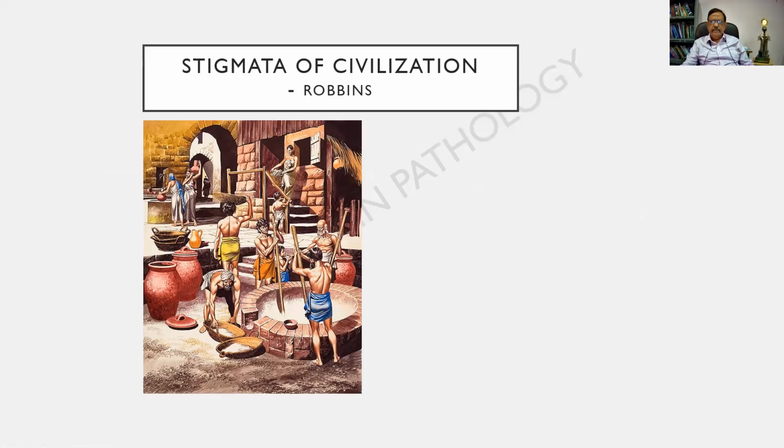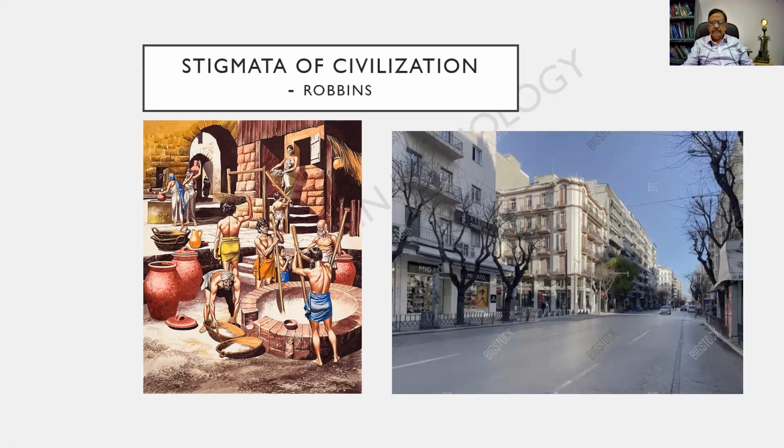Your Robbins says it is a stigmata of civilization. Look at this ancient civilization where there is a lot of manual work. Hardly I find any turmoil and competition amongst these residents when compared with the modern days. The concrete jungle, as it can be said, and all of us know what is happening within. Automation, crowding, competition, etc.